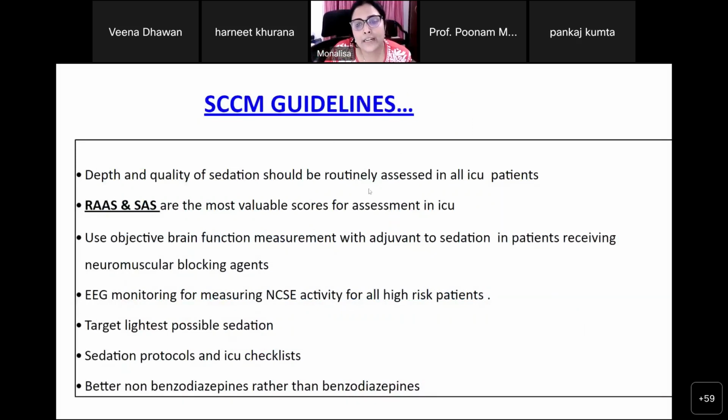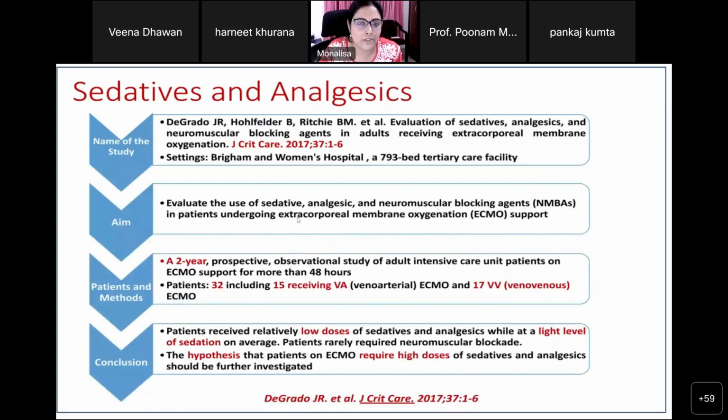Depth and quality of sedation should be routinely assessed in all ICU patients, like in regular ICU patients. The RASS and the SAS are the two most common and most valuable scoring systems which we have used for assessment of patients in ICU. Use objective brain function measurements as an adjunct to sedation in patients receiving neuromuscular blockade. EEG monitoring to see non-convulsive status epilepticus activities in all high-risk patients. Target the lightest sedation possible. Sedation protocols and ICU checklists must be in place, and it is better to use non-benzodiazepine agents as compared to benzodiazepine agents.